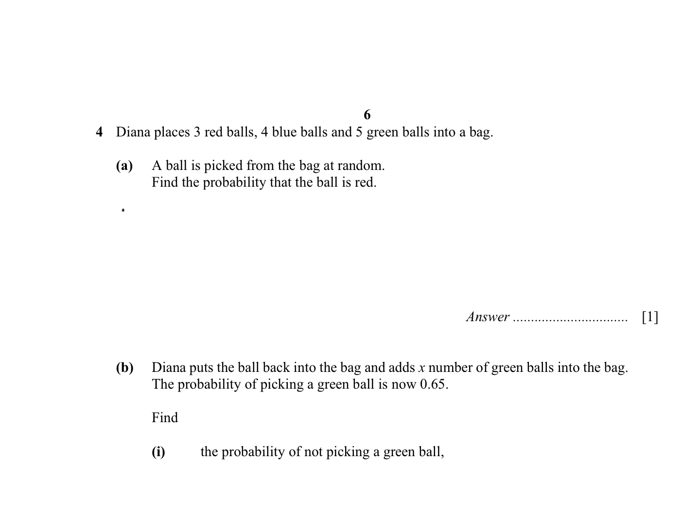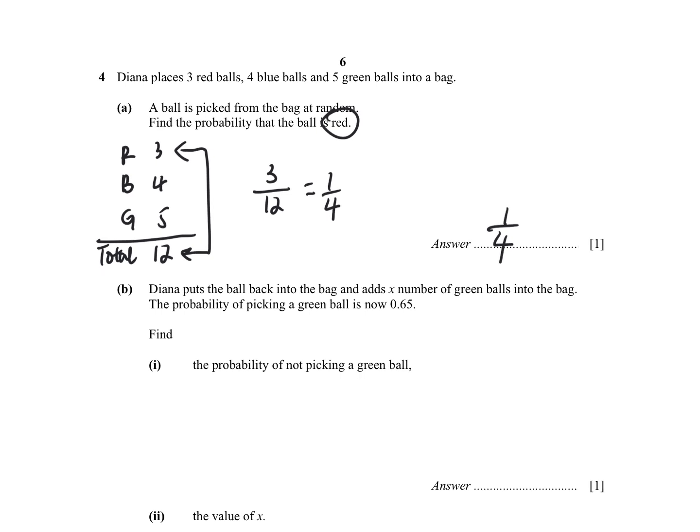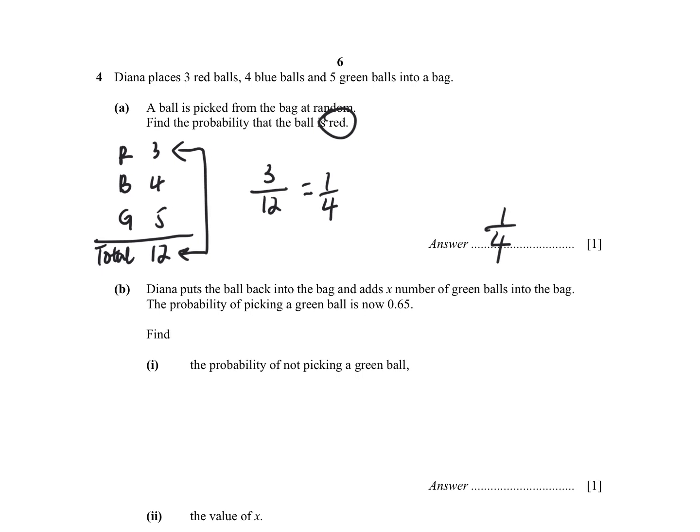Total red, blue, green. Okay, red, blue, green. Total there's 12 of them. So I want to pick a red one. So it's 3 out of 12. Which is 1/4. So you're supposed to give me 1/4. Okay, then it says that I will add in X numbers of green ball.